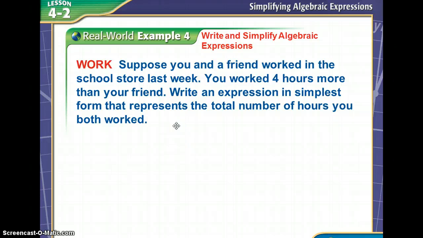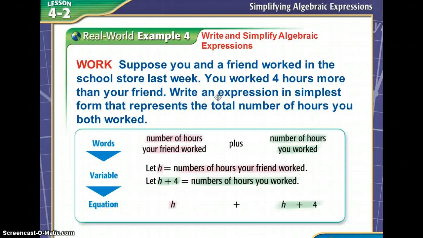Okay, write and simplify algebraic expressions. Suppose you and a friend worked in the school store last week. You worked 4 hours more than your friend. Write an expression in simplest form that represents the total number of hours you both worked.